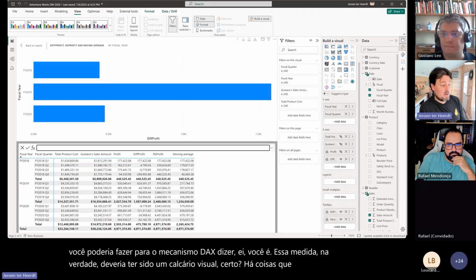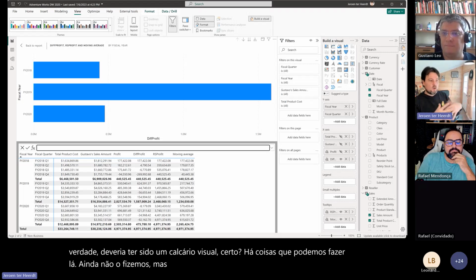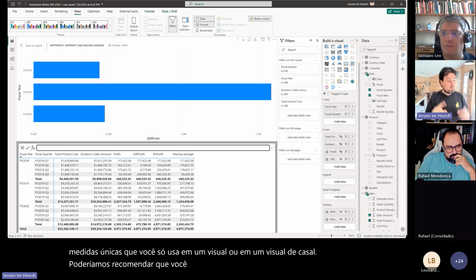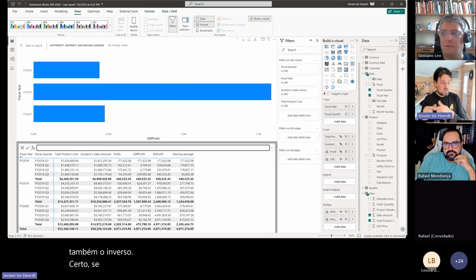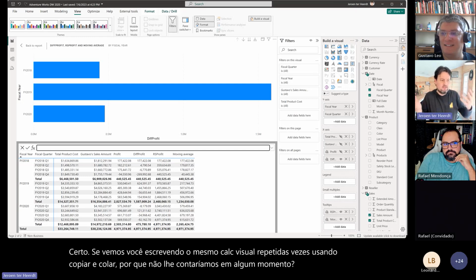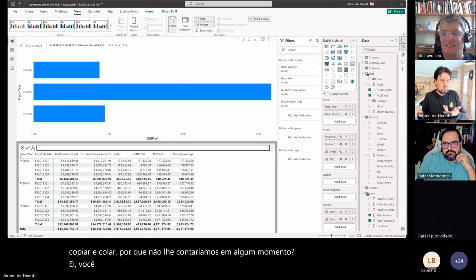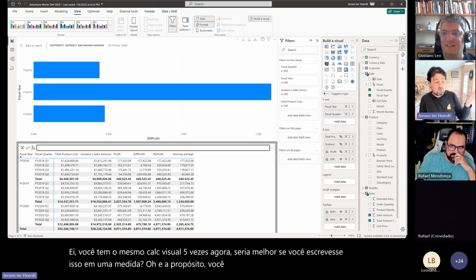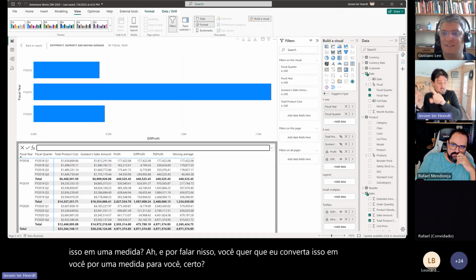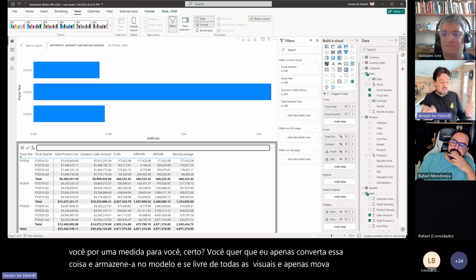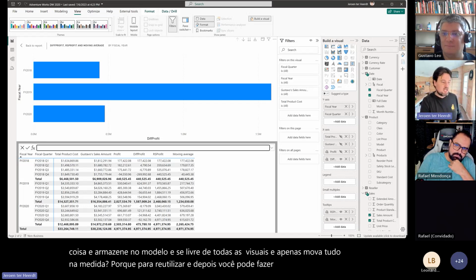We haven't done it yet, but we could imagine you having loads of one-off measures that you only use in one visual or a couple of visuals. We could recommend you write that as a visual calc. But also the reverse. If we see you writing the same visual calc over and over again using copy-paste, why wouldn't we tell you at some point, hey, you have the same visual calc 5 times now. Wouldn't it be better if you wrote that into a measure? Do you want me to convert that into a measure for you, store it in the model, and get rid of all the visual calcs, for reuse? Then you can make the choice, and we'll help you write that as a measure.